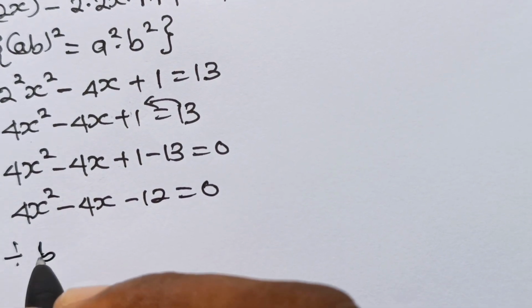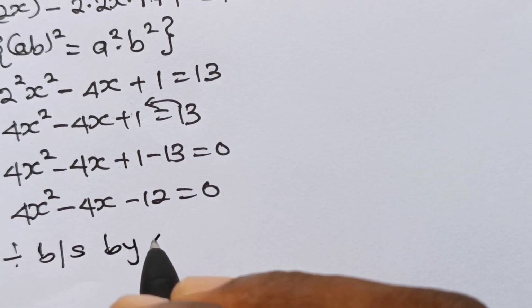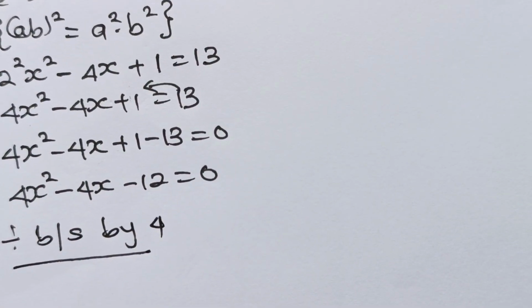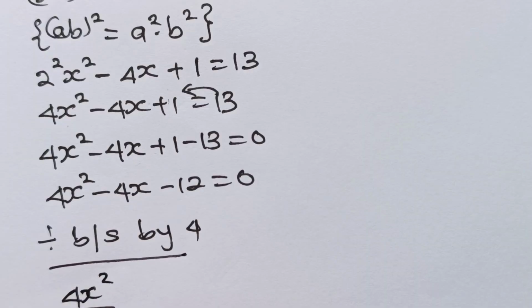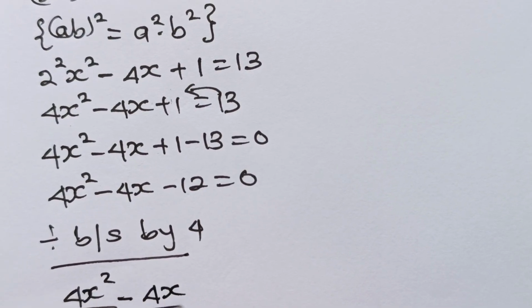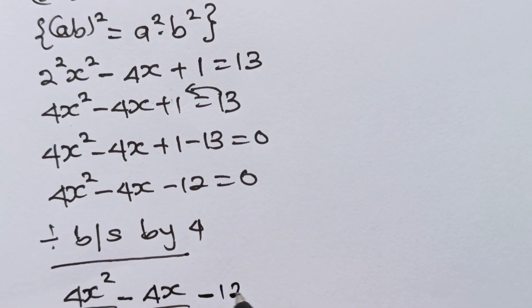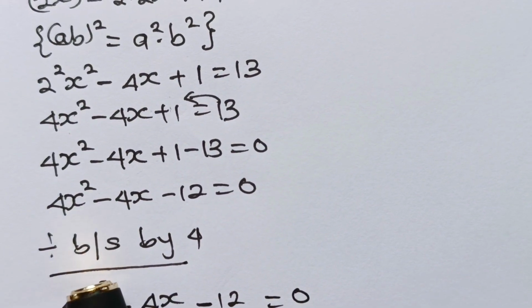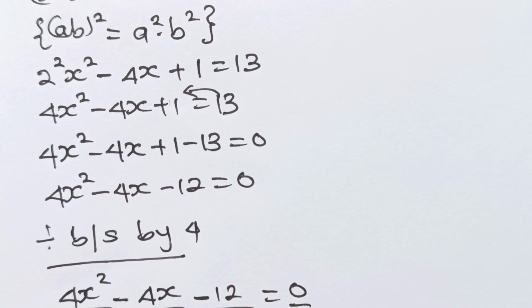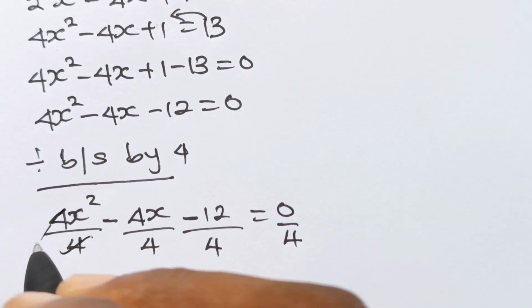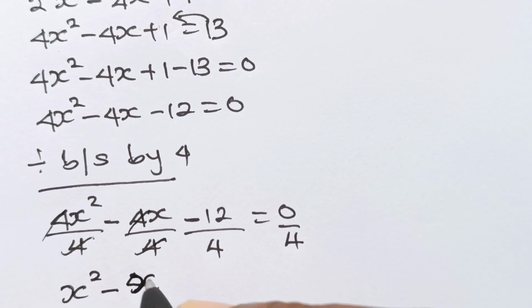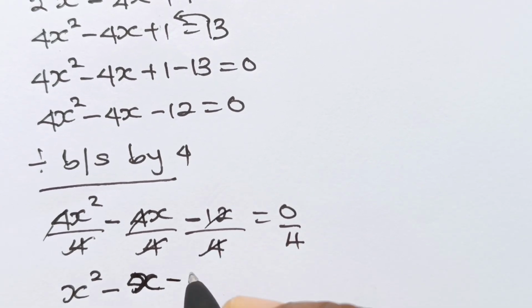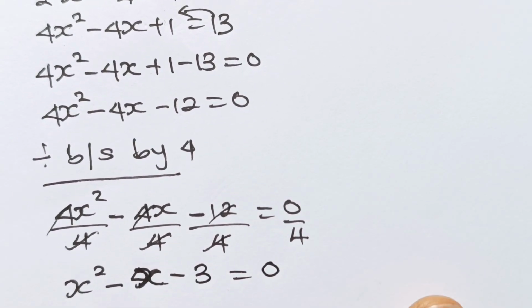Now let's divide both sides by 4. So if we do that, we will have 4x squared divided by 4 minus 4x divided by 4 minus 12 divided by 4 is equal to 0 divided by 4. So this will give us x squared minus x minus 3 is equal to 0.